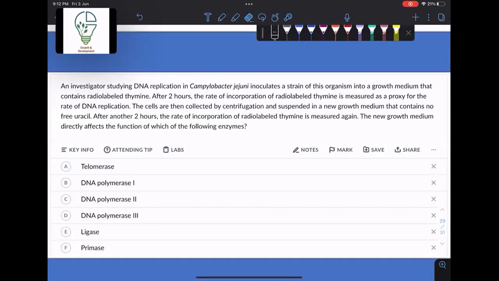Now, however, it does not contain uracil. As you may have known, thymine pairs with uracil, right? So now uracil is not present. Two hours later, we're going to check how much thymine has been attached to the DNA molecule, right? So which one of the following enzymes is this entire process going to affect? So write your answers.